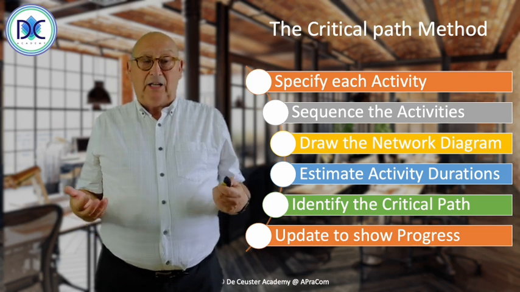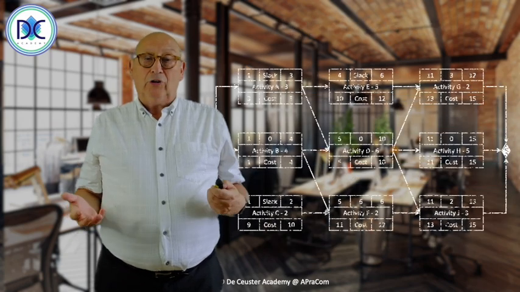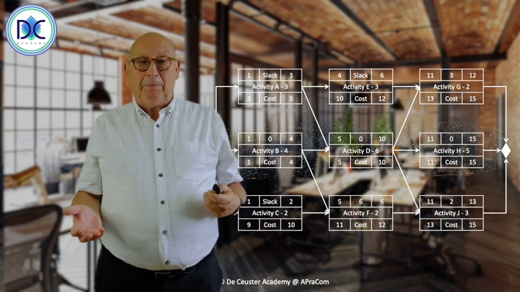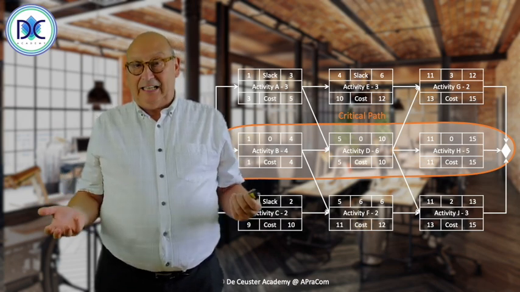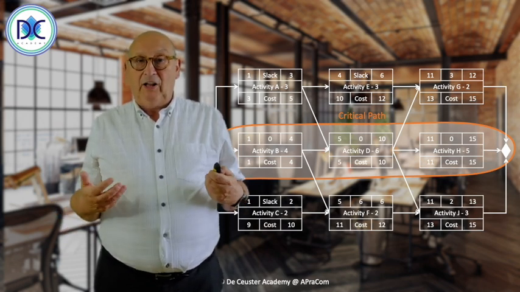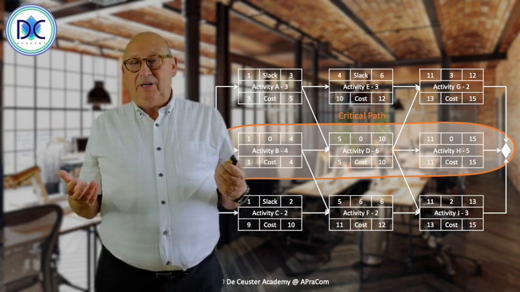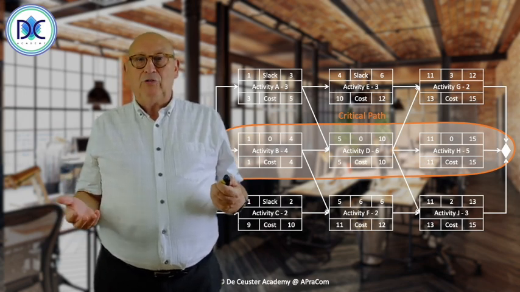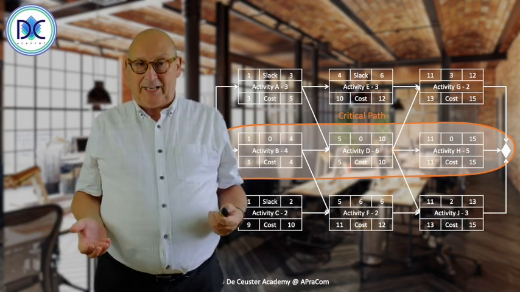We looked at the calculation of the forward pass and the backward pass, and also how to identify and define the critical path. Here you see the critical path in the orange oval, indicating the three activities without flexibility. Remember, the critical path is the longest path through the network, and be careful. Some people tend to say it is the path with the slack equal to 0, but that's not always correct.